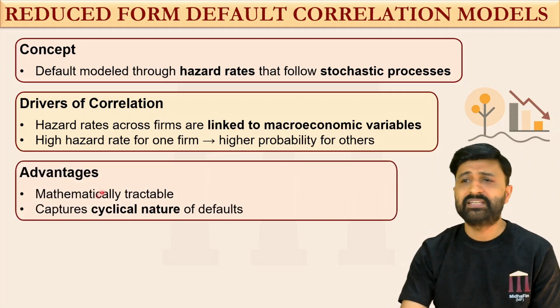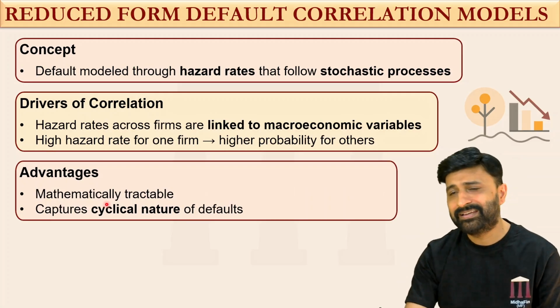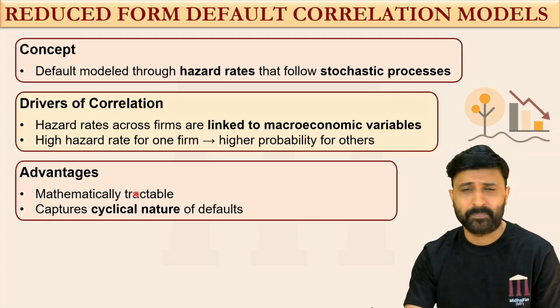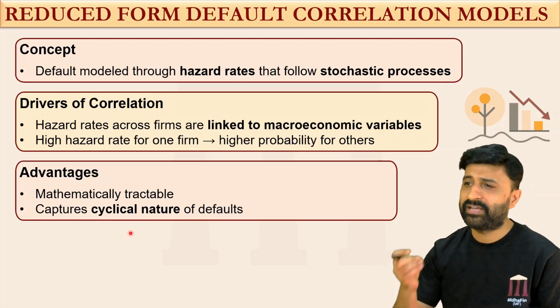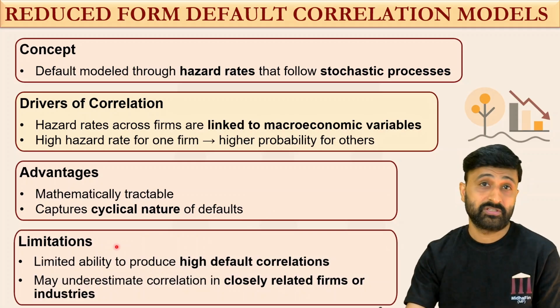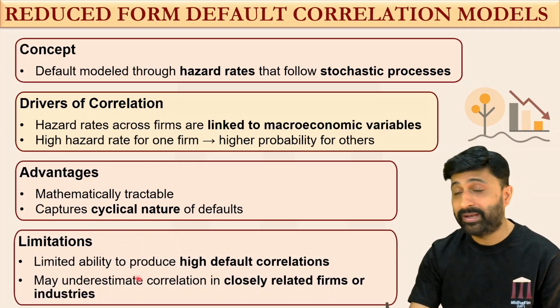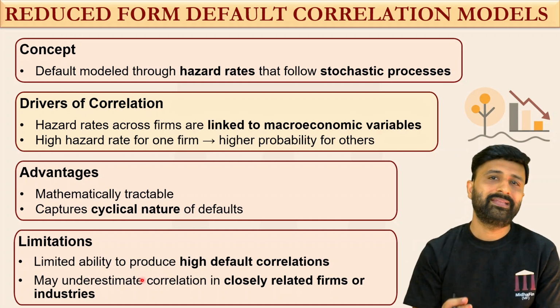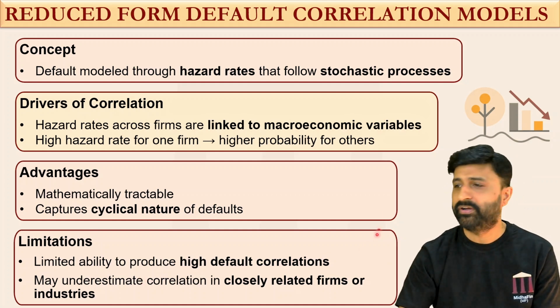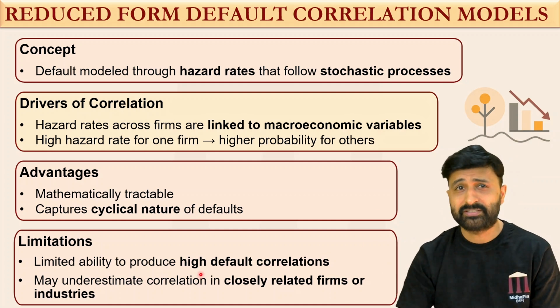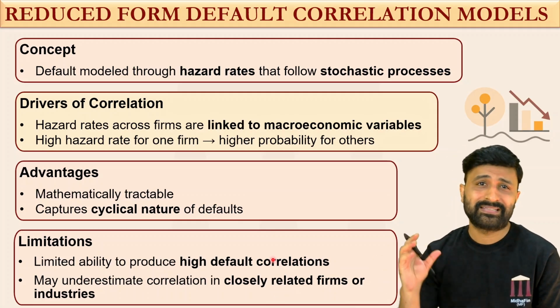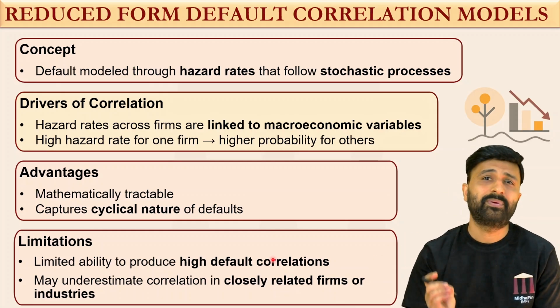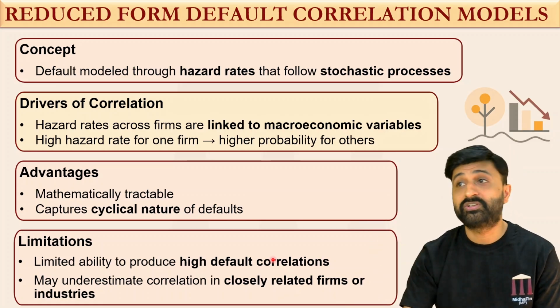Now, what are the advantages? These models are popular because they are mathematically clean and easy to calibrate to market data. They reflect the fact that economic cycles actually drive defaults, but there are limitations also. Even if two firms are perfectly correlated in their hazard rates, the probability that both default in the same short time window still stays quite low. That's not ideal if you are modeling tightly linked companies, say two banks or two firms in the same supply chain. So to handle these tighter relationships where default events can really move together, we'll turn to structural models.